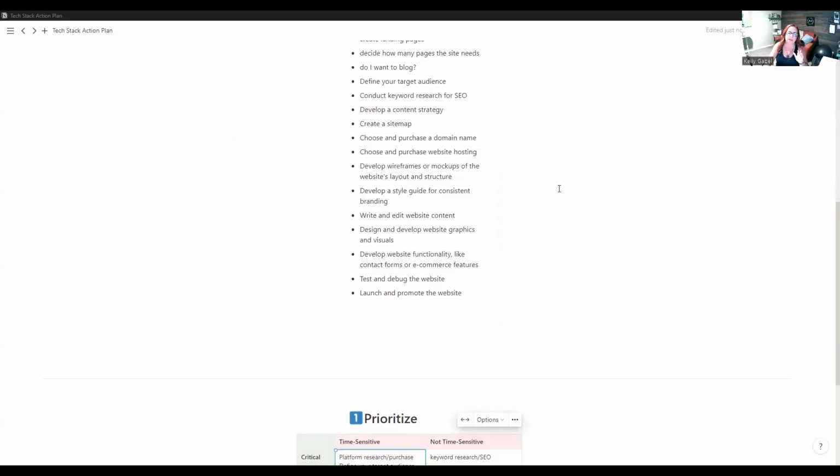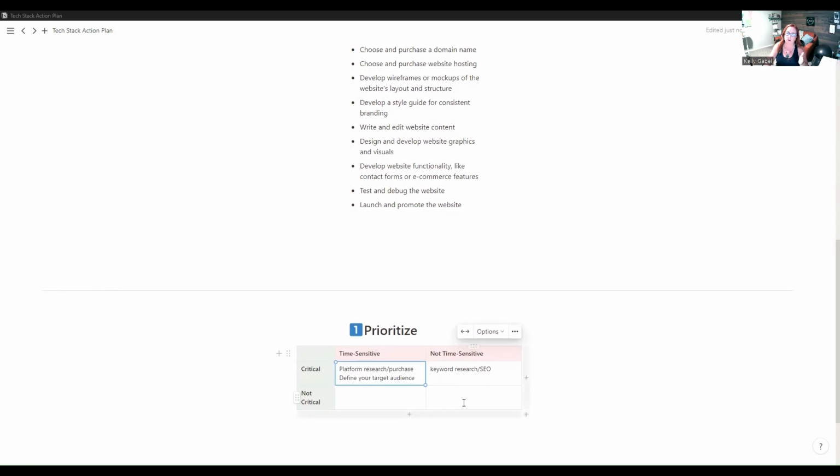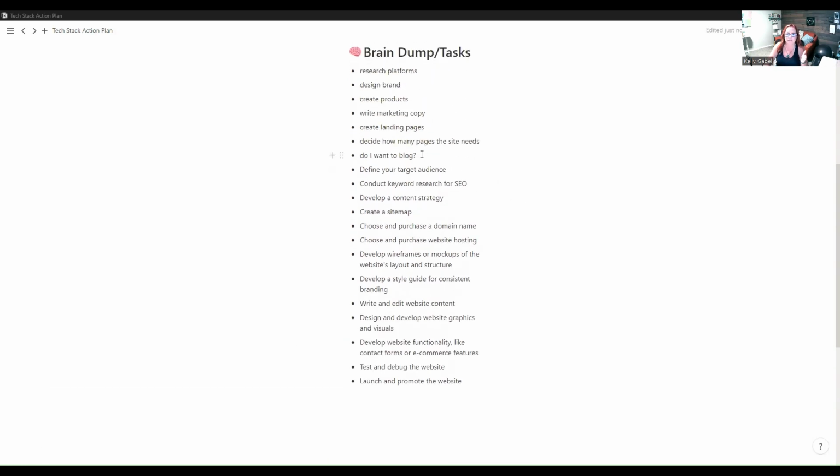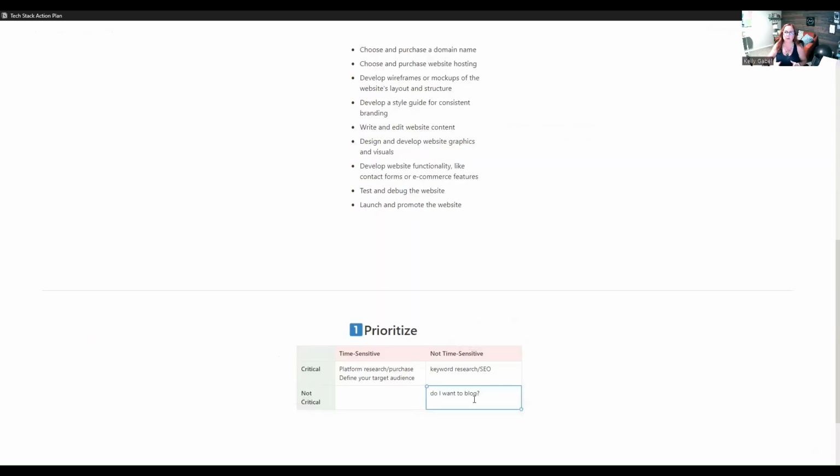For an example of something that would be considered not critical and not time sensitive would be something like, do I want to blog? Whether or not you choose to blog is usually something that you can decide later. And it's really not critical. That's more about how you choose to market and how you choose to get visibility about your website, whether or not you're blogging or you're doing videos or you're running ads or all of the above. It's not something that's critical to designing your website, and it is not something that's time sensitive either, because you can always add that kind of thing on later.